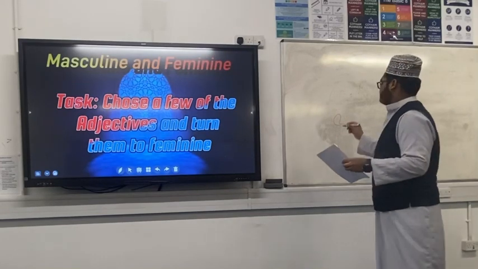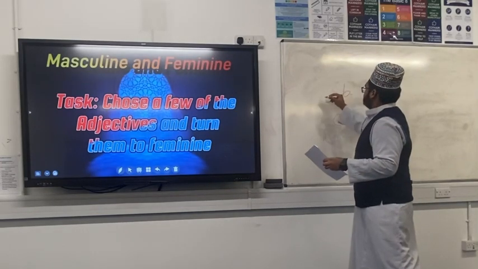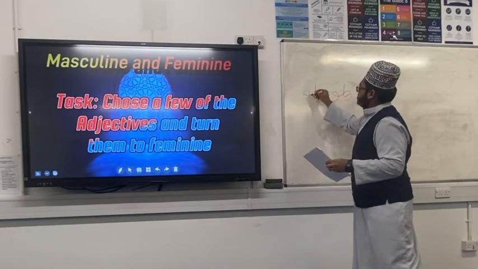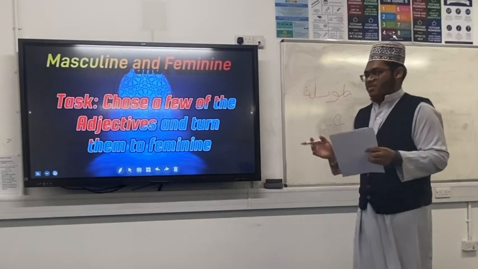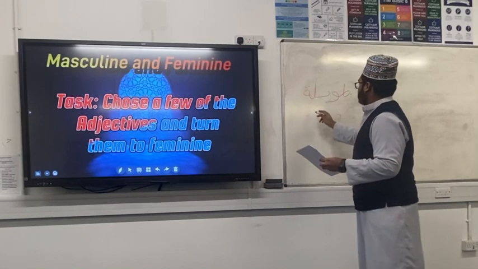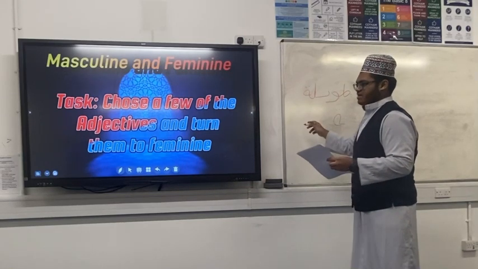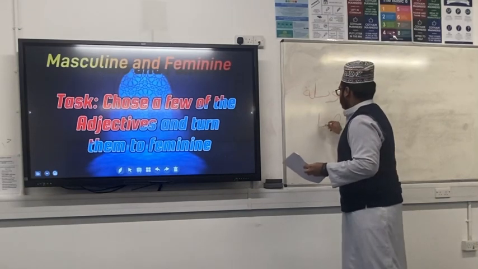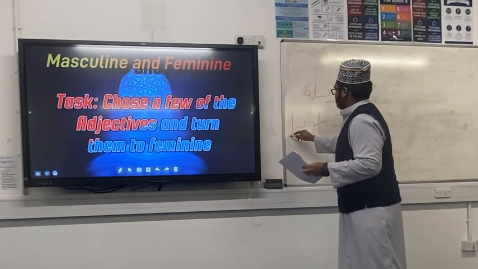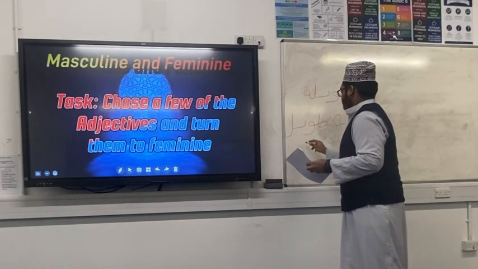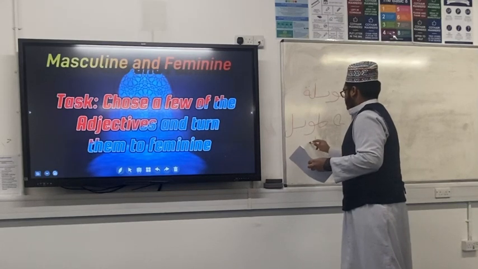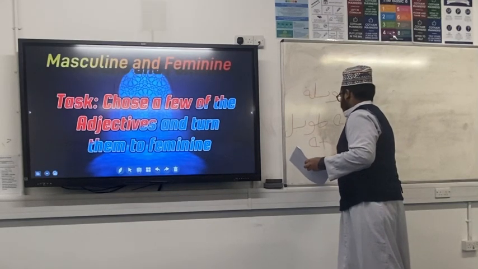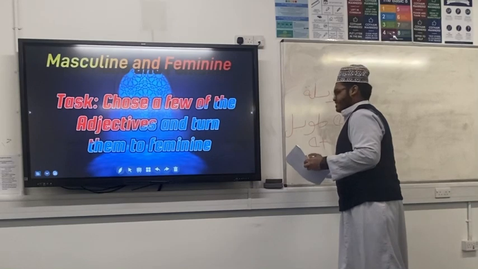Tawila. Because when we make it feminine, if you remember the rule, we add the ta marbuta at the end, the female ta, to differentiate between masculine and feminine. So in this example, we have the word tawil, which means tall. To make it feminine, we'd add the ta marbuta, which makes tawila. Can you see that?